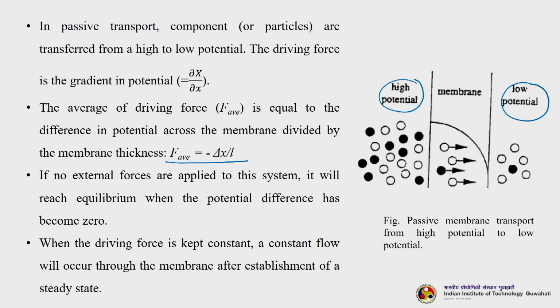Okay. So, this is the average driving force, and if no external force is applied to the system, it will reach equilibrium when the potential difference becomes 0. So, if we are not applying any particular forces onto this type of system, passive transport, then the system will reach equilibrium when the potential difference has almost become 0. When the driving force is kept constant, a constant flow will occur through the membrane after establishment of a steady state. This schematic shows how passive transport happens from high potential to low potential.